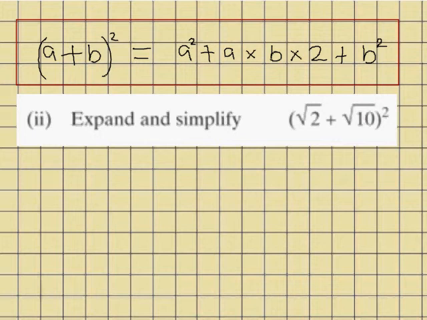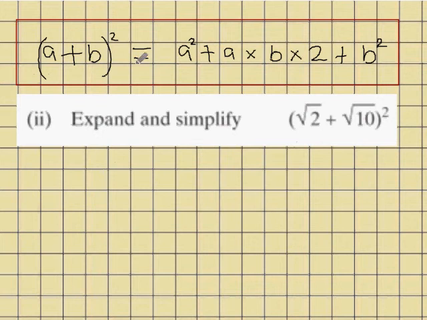Question 16a part 2. Expand and simplify all of root 2 plus root 10 squared. Try this now, pause and unpause to check your answer. Above the question I've written something that might help.